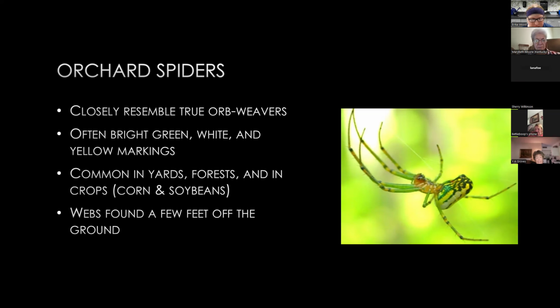And the webs for them are typically found just a few feet off the ground. So, I mean, truly, again, unless you're actually out in the field or out in the woods, you're probably never going to come across these. They're not going to be a spider that typically wanders.